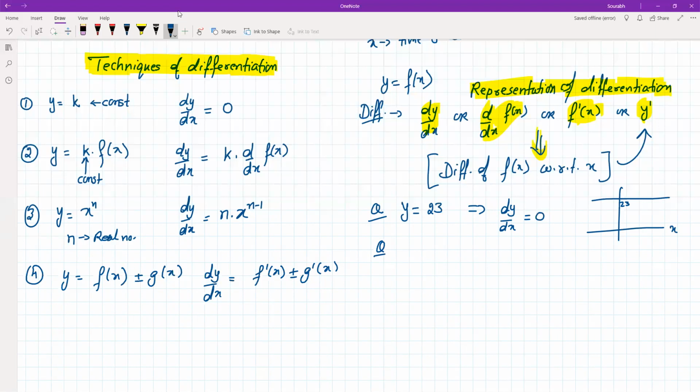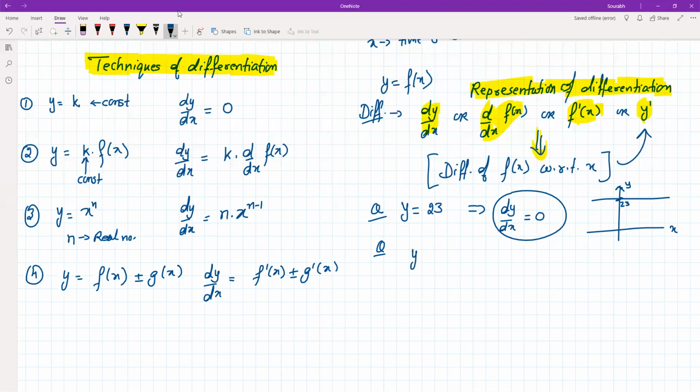This is the x-axis, this is the y-axis. This will be the graph of y equals 23, and it is not changing with x. If there is a change in x, there is no change in y, right? y is always 23. So that's why we say that the rate of change is 0, right?